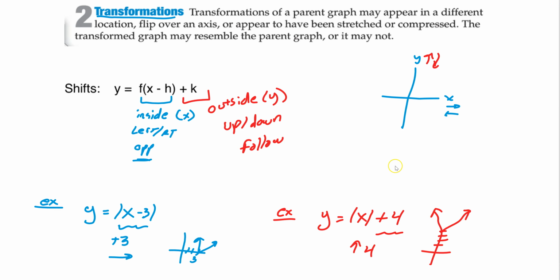So that's what those basic transformations do. And this is the key to all transformations. Just got to remember that inside is the x values, which means you move left and right, and you do the opposite. Outside is the y values, which means you move up and down, and you follow what it says. Inside opposite, outside follow. Inside opposite, outside follow.